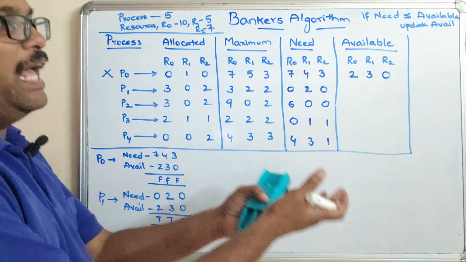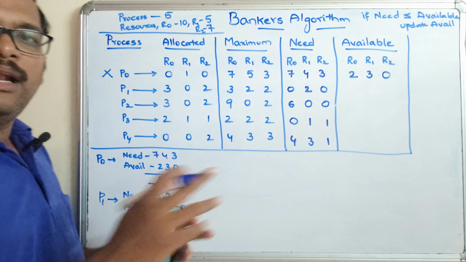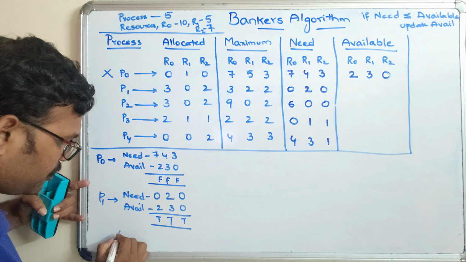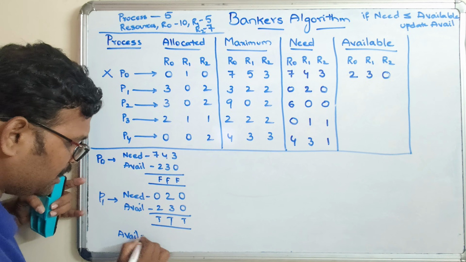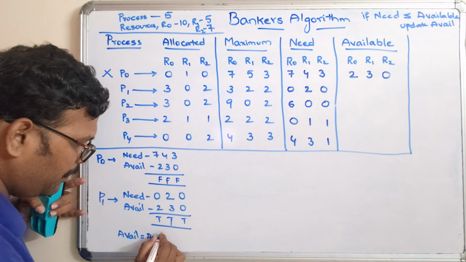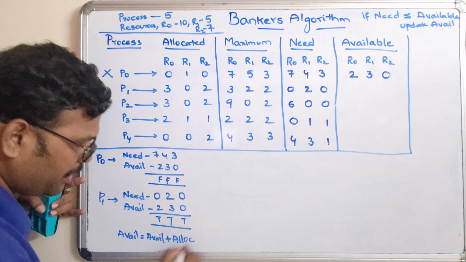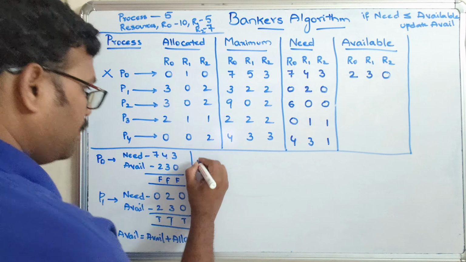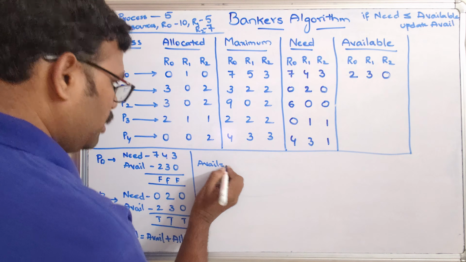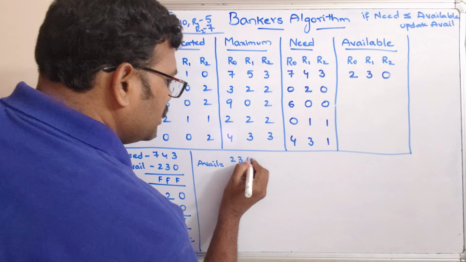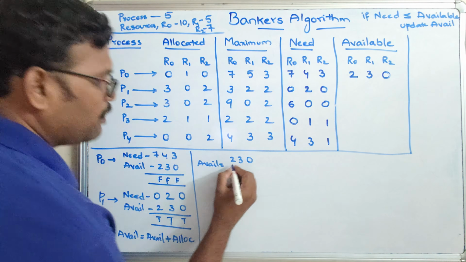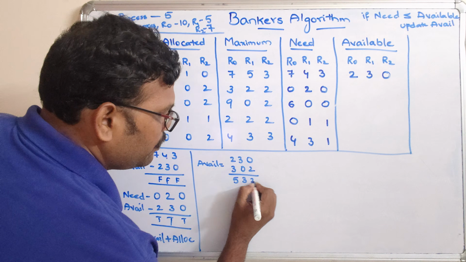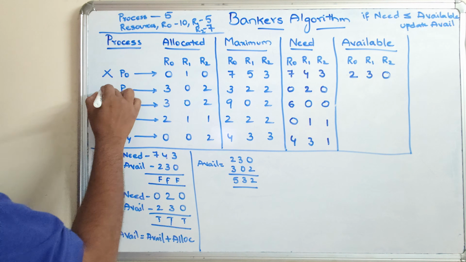So we can allocate the resources to P1 and complete its execution, so that we can update the availability. Updating the availability means availability is equal to availability plus allocated. Availability is 2, 3, 0. What are the allocated resources for this one? 3, 0, 2. Just add these two: 5, 3, 2. So P1 completes its execution.